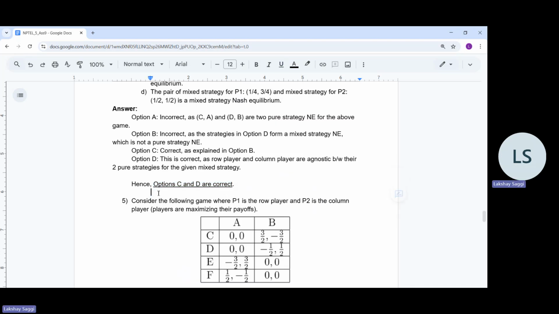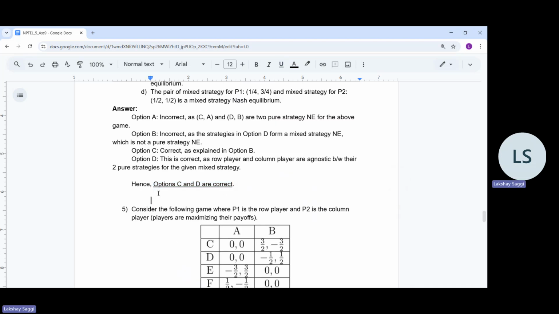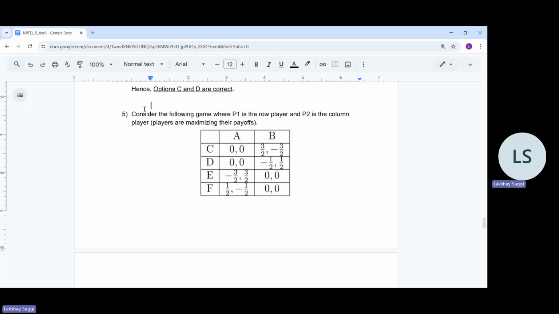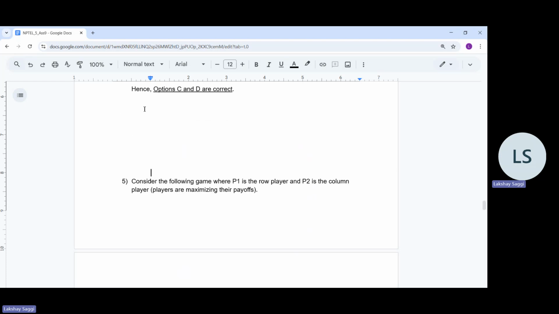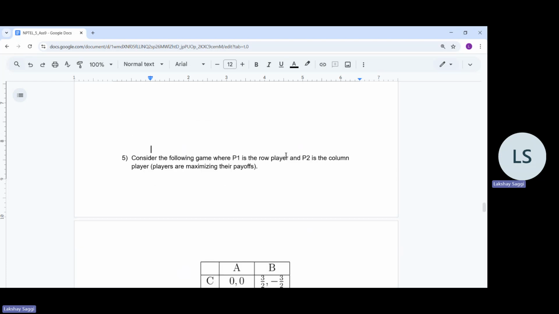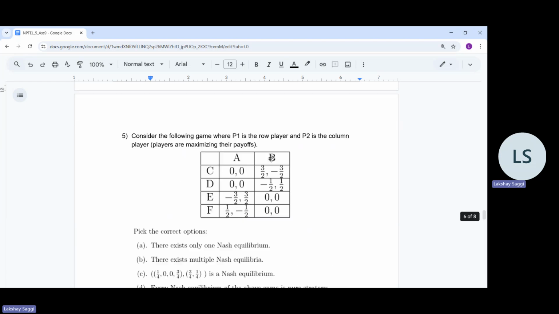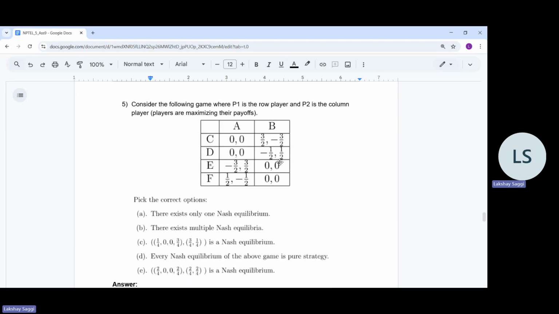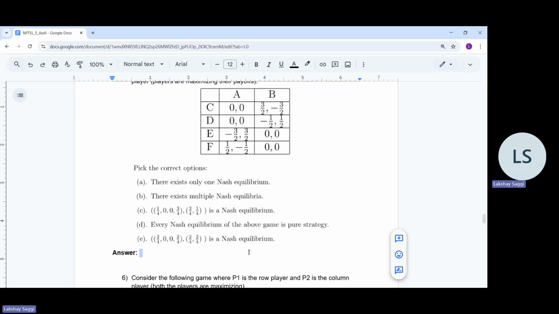Okay, then we move on to the fifth question. So maybe I'll just put this in the next question. Again, the game is such that P1 is the row player and P2 is the column player, and both are maximizing their payoffs. And now we want to find out the Nash equilibrium in this kind of a setup.